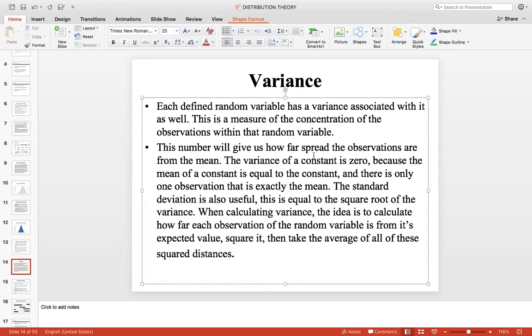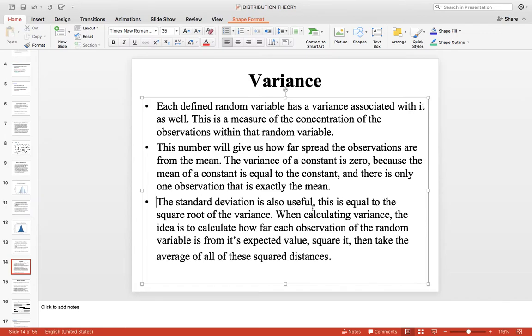So the variance of a constant is zero. If the variable has no variation, then the variance will be zero, because the mean of a constant is equal to the constant itself, and there's only one observation, and that is exactly the mean. The standard deviation is derived from the variance. It is also very useful and is equal to the square root of the variance.